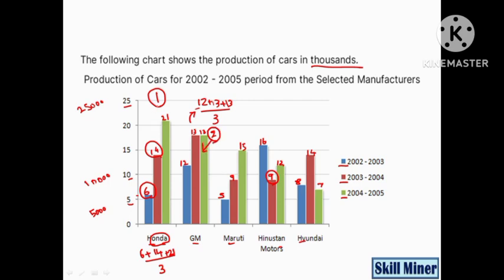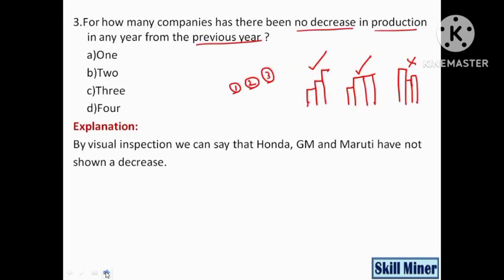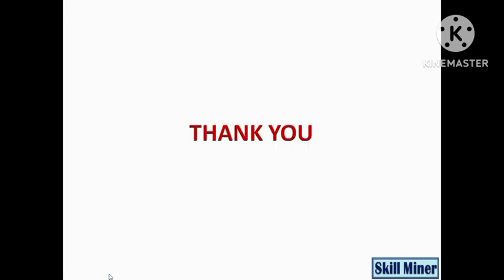Okay. Honda satisfies the condition, GM also satisfies the condition, Maruti also satisfies the condition, since it follows an incremental pattern in its graph. But the production of Hindustan Motor in the second year is less than the first year, so this is not the answer. The production of Hyundai in the third year is less than the second year, so it is not one of the answers. So totally there are 3 models which satisfy the condition. So our answer will be 3. Thank you.